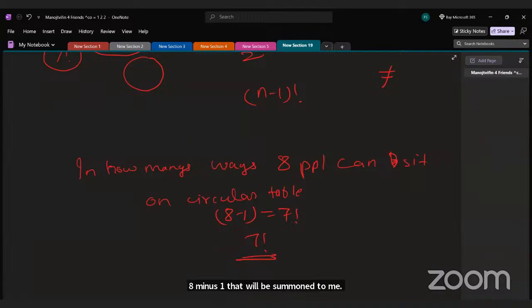Sir, but it didn't mention whether clockwise and anti-clockwise are the same or different. So how to determine it? Okay, just wait a minute. Let me plug in my laptop. Okay.